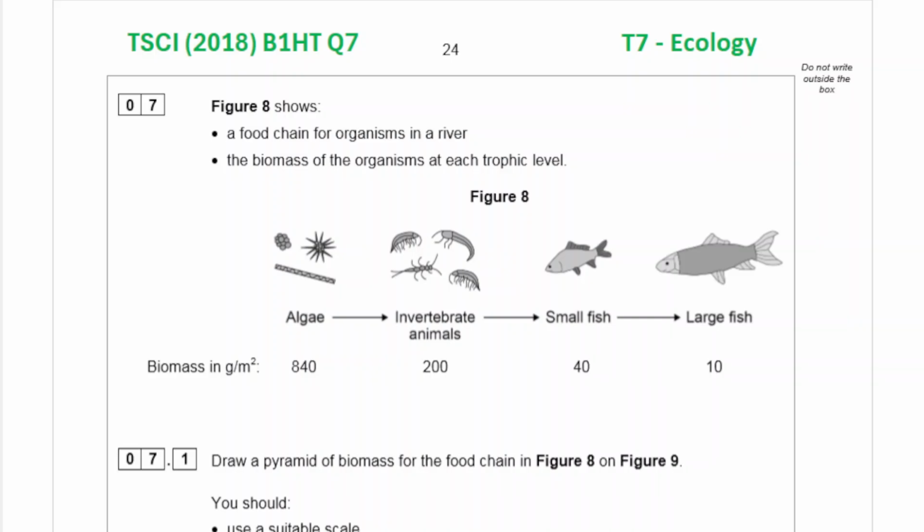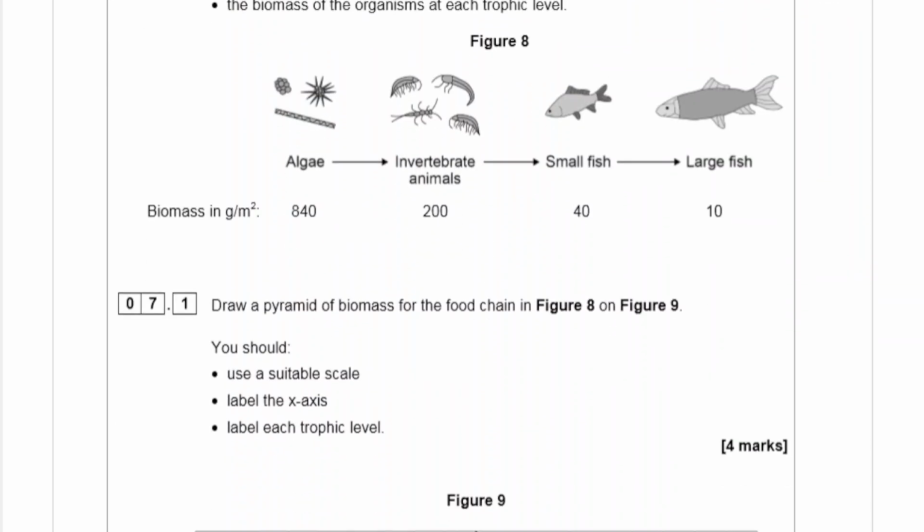Question number 7 from the biology paper 2, higher tier, 2018, is on the topic of ecology. Figure 8 shows a food chain of organisms in a river. The biomass of the organisms is given at each trophic level.